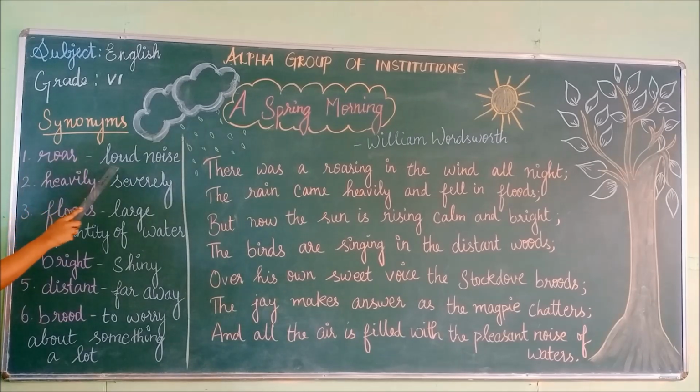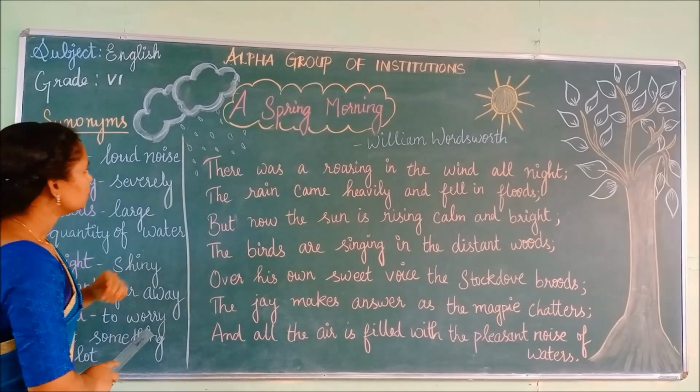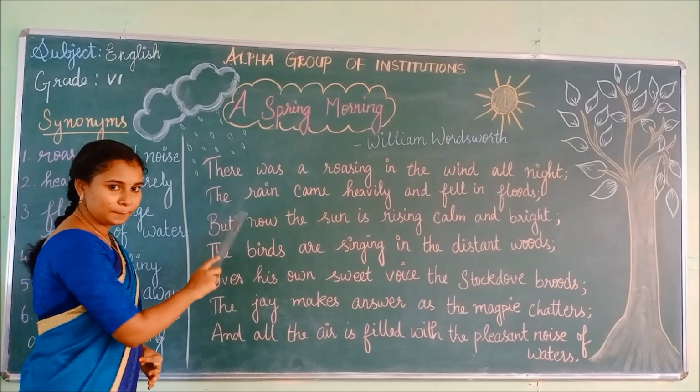So what do you mean by roar? Loud noise, heavily, severely, floods, large quantity of water, bright, shiny, distant, far away. Bright. Distant, D-I-S-T-A-N-T, distant. Brood, B-R-O-O-D, brood. So these are all the difficult words and the meanings we have in the poem. So we should learn the poem, okay? I'll read the poem and you will repeat it later.